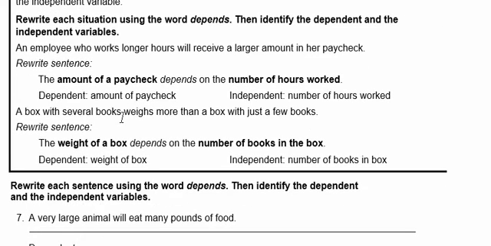So here's an example. An employee who works longer hours will receive a larger amount in her paycheck. Let's rewrite that. The amount of the paycheck depends on the number of hours worked. The part in front of the word depends, amount of paycheck, that is the dependent variable. After the word depends is the independent. Then they did a box with several books weighs more than a box with just a few books. The weight of the box depends on the number of books in the box. The part in front is the dependent variable. The part after the word depends is the independent variable.